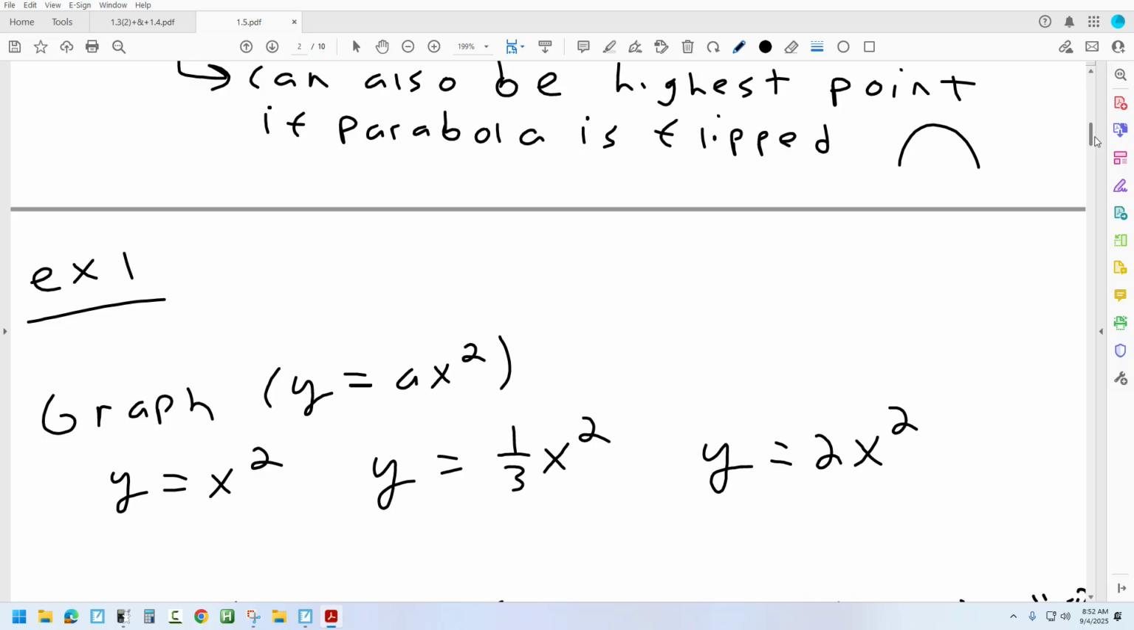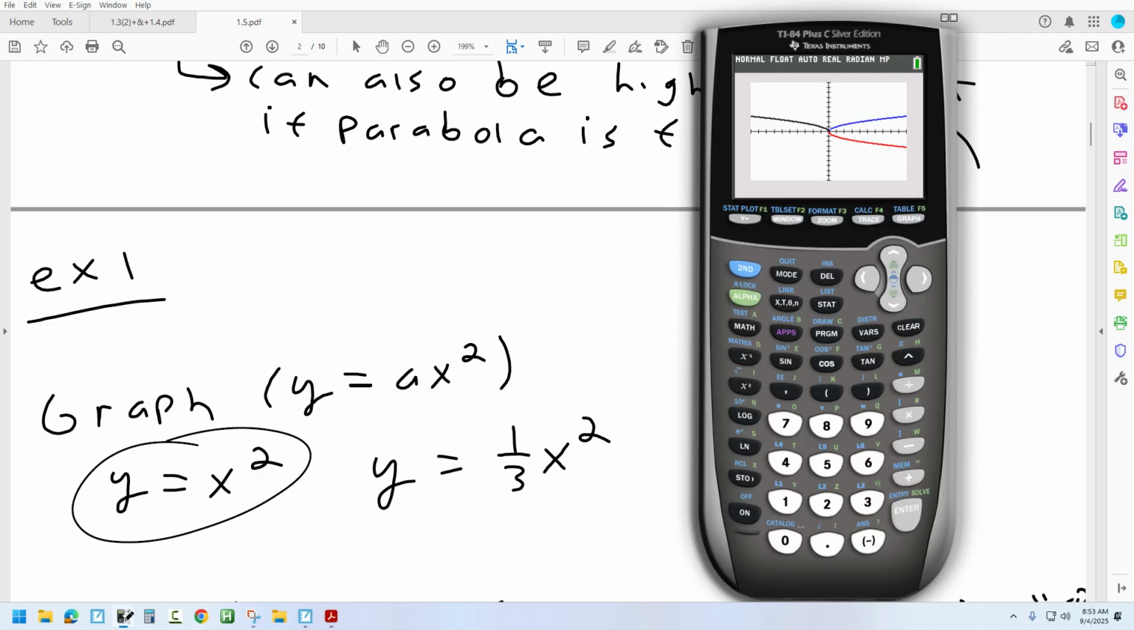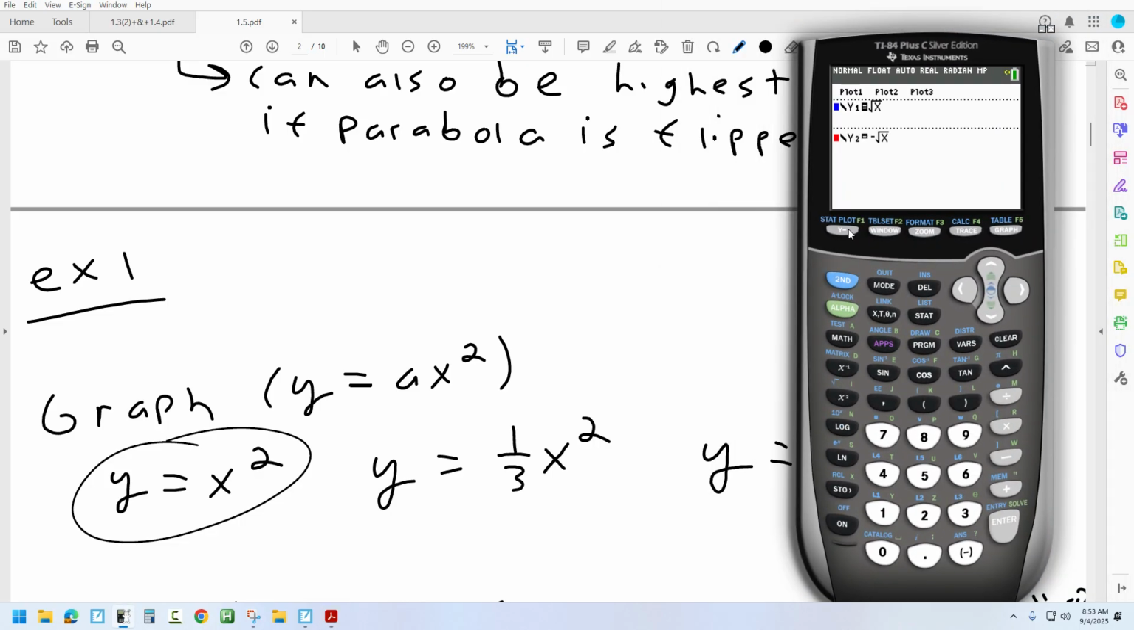All right, so now we're going to step away from reflections for a little bit, and I want to see what happens if we change the number that's in front of x squared. So we'll try graphing a few different ones. We'll just try y equals x squared. This is called the parent function. Basically, the parent function is the simplest version of a quadratic that you can have. Y equals 1x squared. That's the simplest quadratic. So let's put in that one, and then we'll do a 1/3 x squared and a 2x squared.